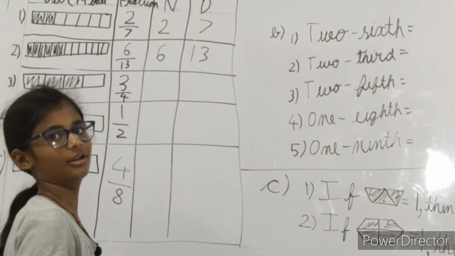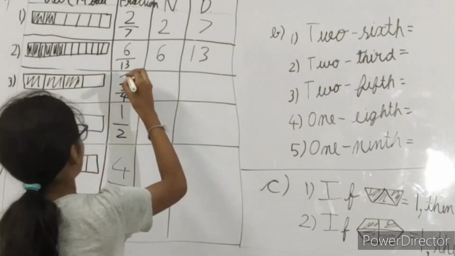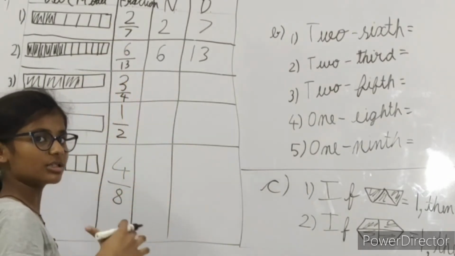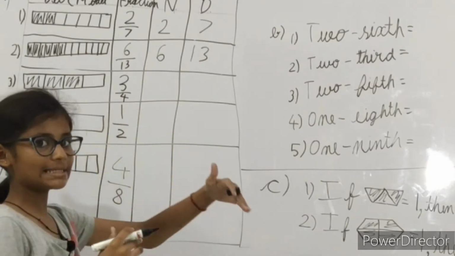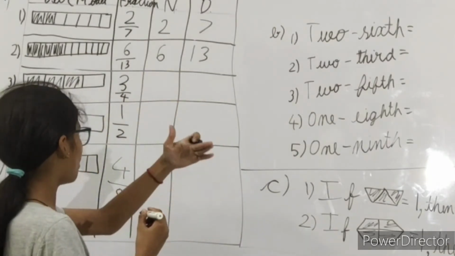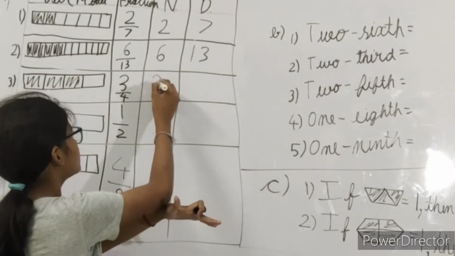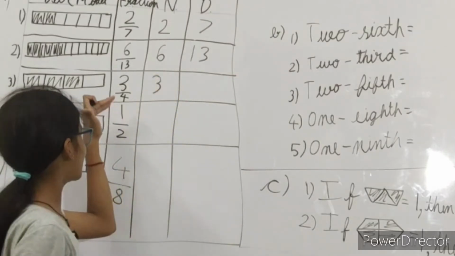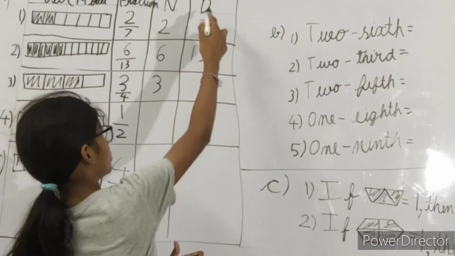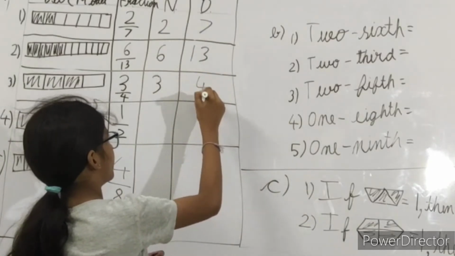I will not make any mistake in this. Here 3 is the upper one and 4 is the lower one. 3 is above the upon sign, so it is the numerator. And as 4 is below the upon sign, so it is the denominator.